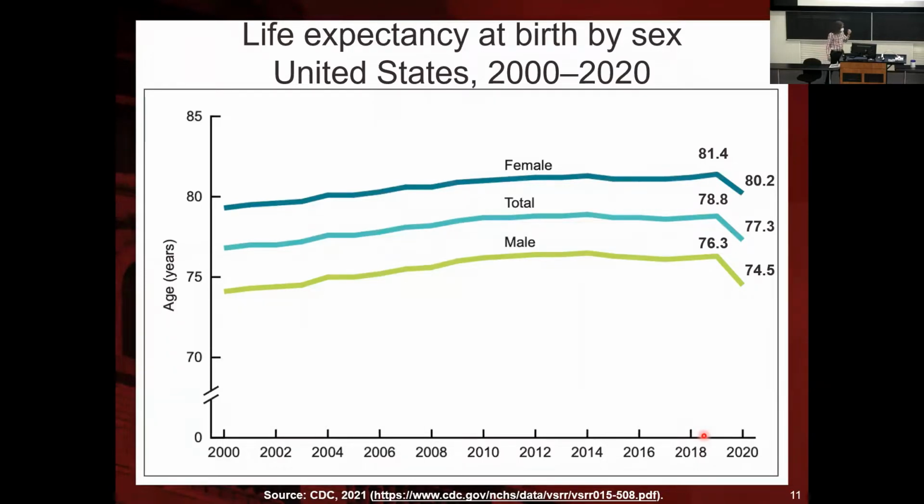The life expectancy at birth in the US as a whole was 78.8, which means that if we get the mortality rates by age group that were measured in the US back in 2019, and we expose a hypothetical group of people to those mortality rates throughout all their lives, they would live on average 78.8 years. And that's 81.4 for women and 76.3 for men.